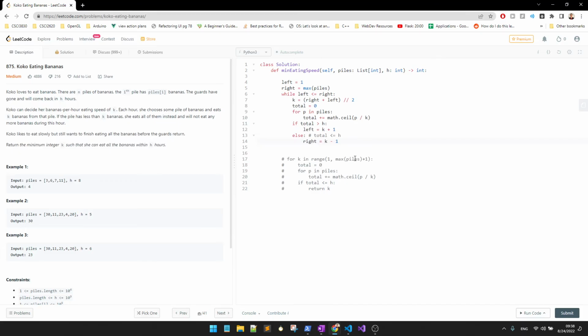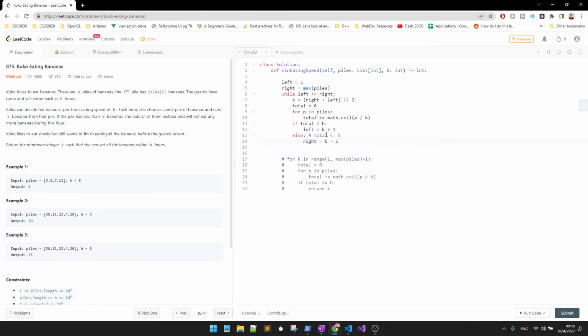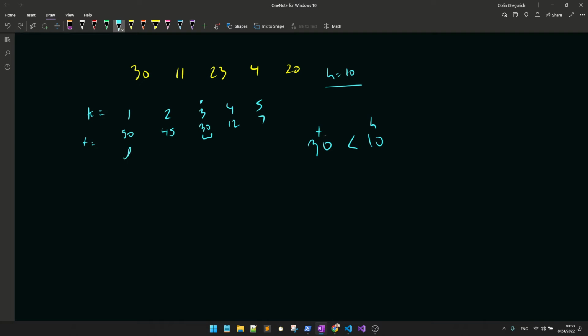All right, so in this case, total is less than or equal to this. Right, this is total, this is h. So we'll say right is k minus 1. Of course, in this case, we were here. So we'd move right over here, k minus 1. And now the center would be here, which in this case we do here because we're flooring it, or integer division. So now we do it again, okay.